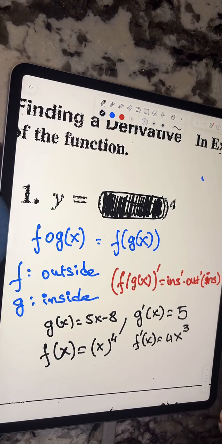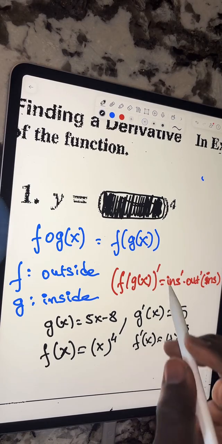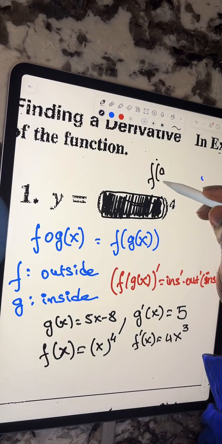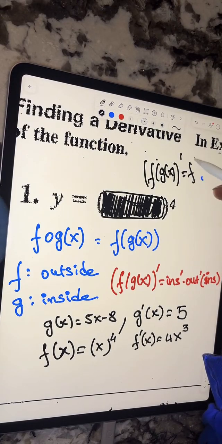Are we all on the same page, guys? 4x cubed, perfect. So now we use the chain rule. Let me write the full chain rule here without using the words. That would be g prime, my bad, times f prime of g of x.